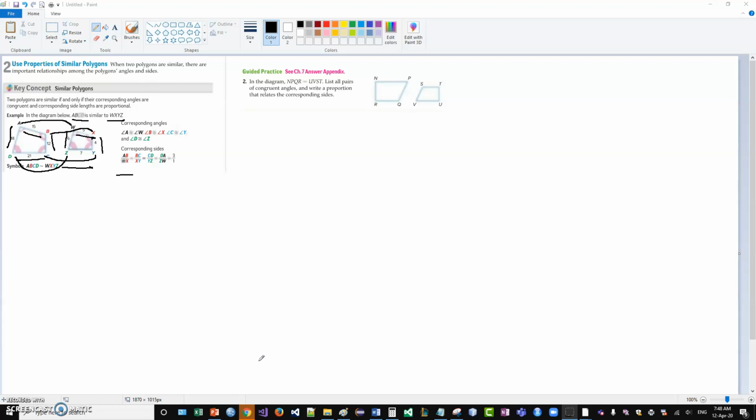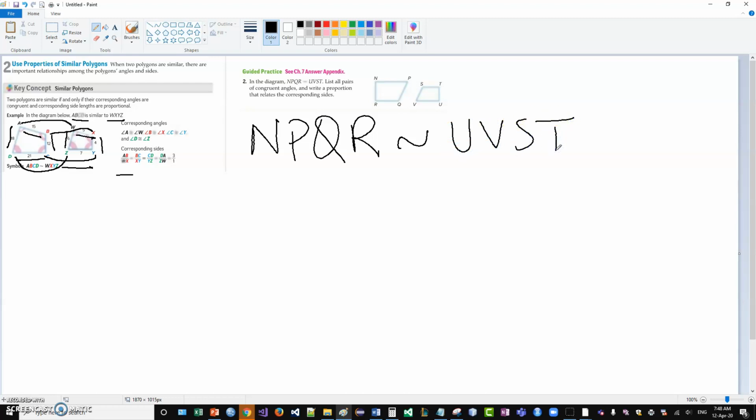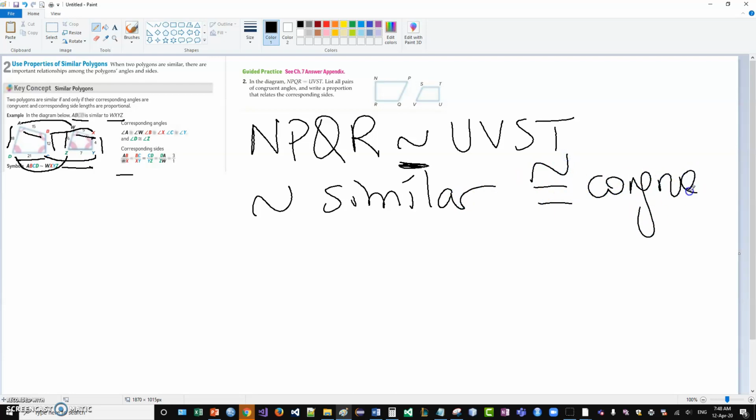So right here we're given that NPQR is similar to UVST in that order. List all pairs of congruent angles and write a proportion that relates the corresponding sides. Since these are similar polygons, this sign means similar. Remember, for congruent it was like this. We're just dealing with similar now.